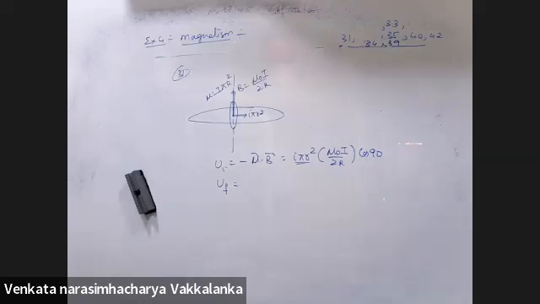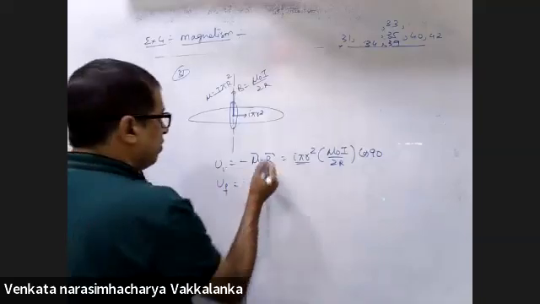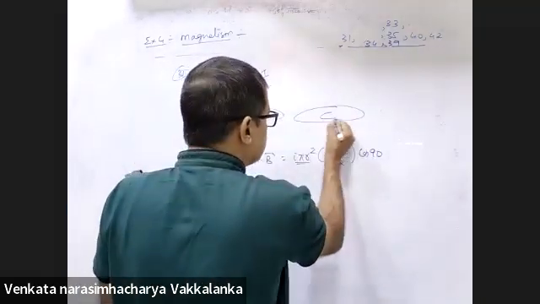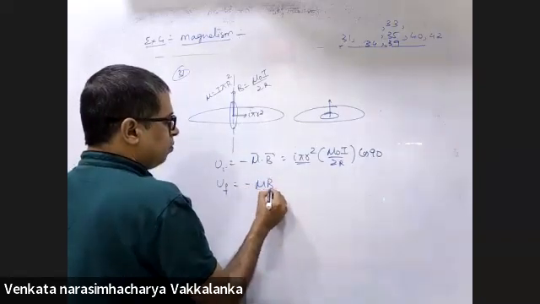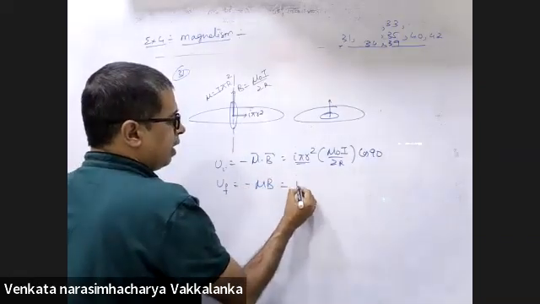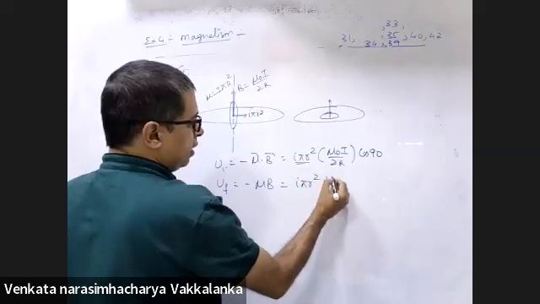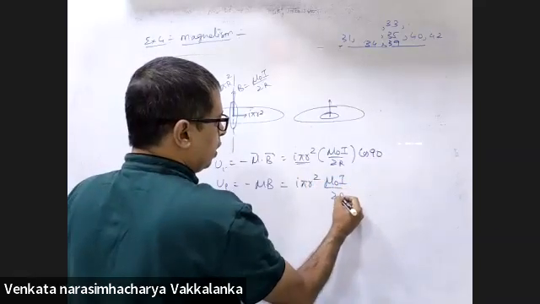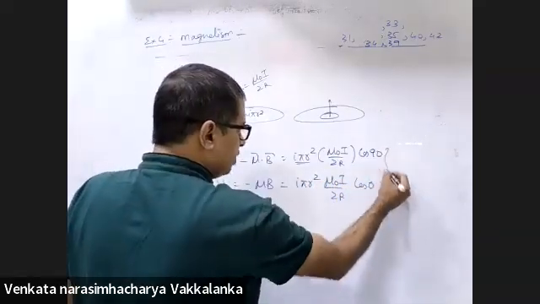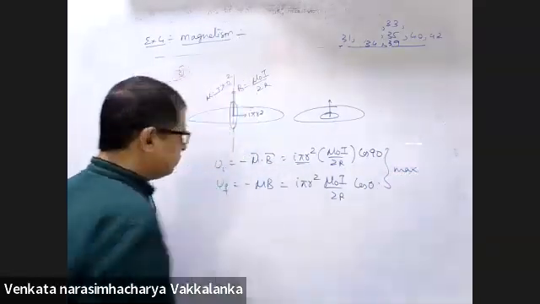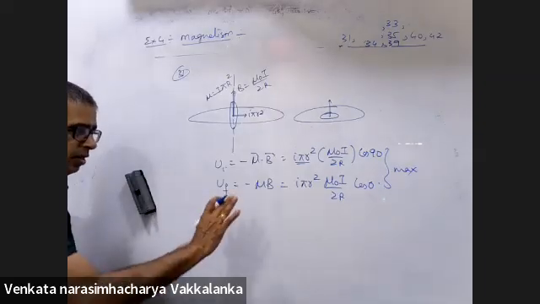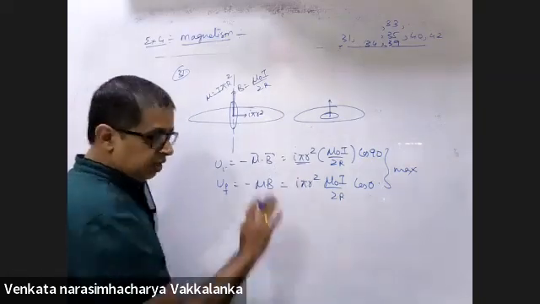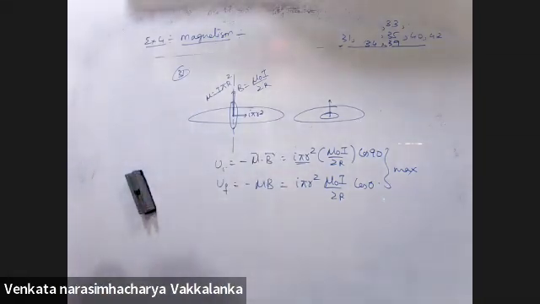Maximum kinetic energy. Right. When they are in the same direction, minus mu dot B, that is I into pi r square, mu naught capital I by 2R into cos 0. Will this difference be maximum? Sir, we need to conserve angular momentum also, right? One second. Firstly, can we do this?